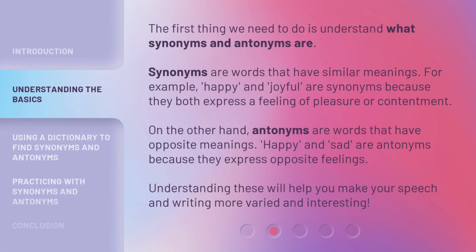The first thing we need to do is understand what synonyms and antonyms are. Synonyms are words that have similar meanings. For example, happy and joyful are synonyms because they both express a feeling of pleasure or contentment. On the other hand, antonyms are words that have opposite meanings. Happy and sad are antonyms because they express opposite feelings. Understanding these will help you make your speech and writing more varied and interesting.